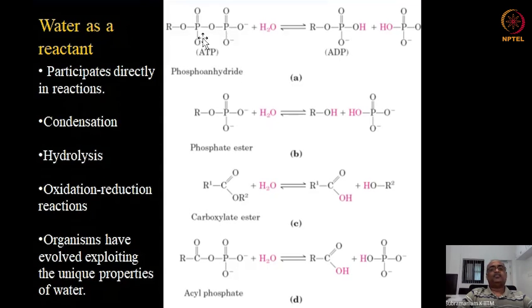Okay. So here you have an anhydride bond between 2 acid groups getting hydrolyzed. So this is hydrolysis where water is a reactant, and condensation reactions where the reverse would be condensation, ATP formation. Okay. Inorganic phosphate and ADP condense to form this, releasing water. And oxidation reduction reactions, there again water molecules participate. So in this manner, water itself is one of the reactants in biological systems.